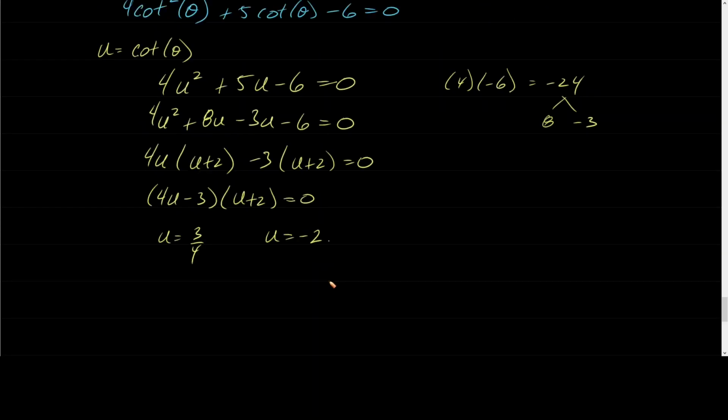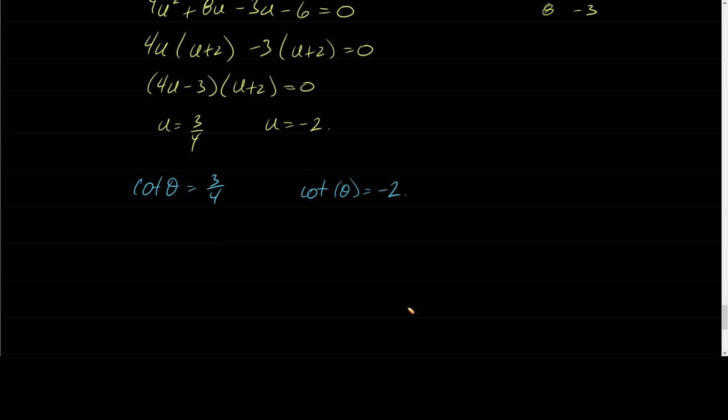Now that we have that, well, we know the problem wasn't about u. Before it was about u, it was about cotangent. So what we really need to say here is cotangent theta is equal to 3/4, or cotangent theta is equal to negative 2. Now the thing about these is that these are horrible values, all right?